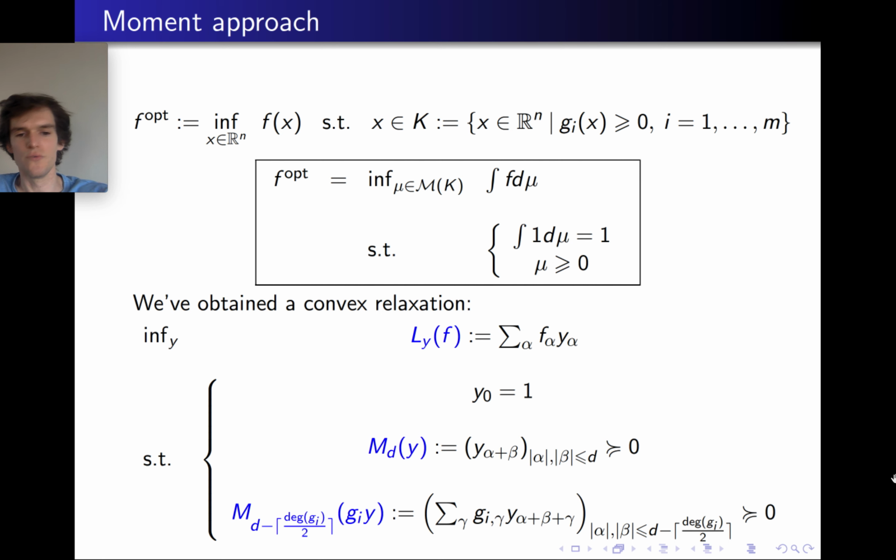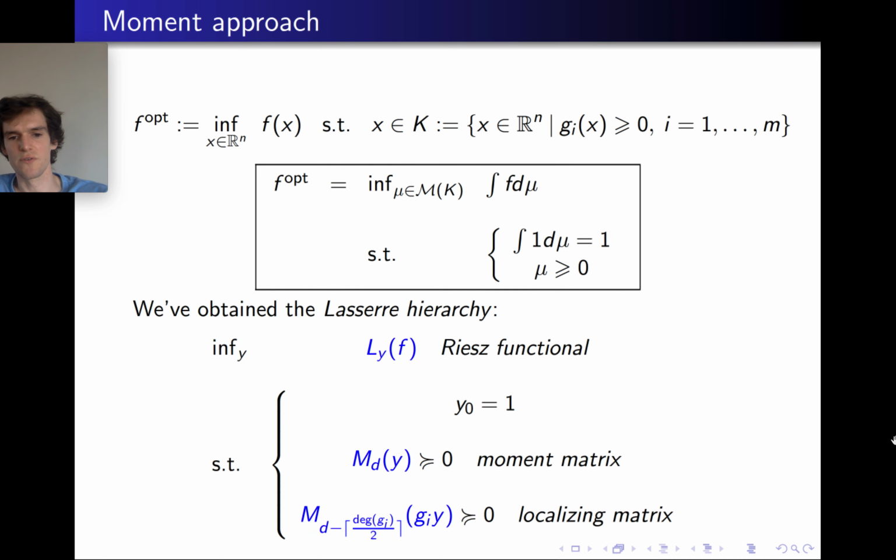Okay, and so you have these notations that are standard. So this is the Riesz functional, moment matrix and localizing matrix, for the reason that I just told you. So this we already discussed. This I just introduced.